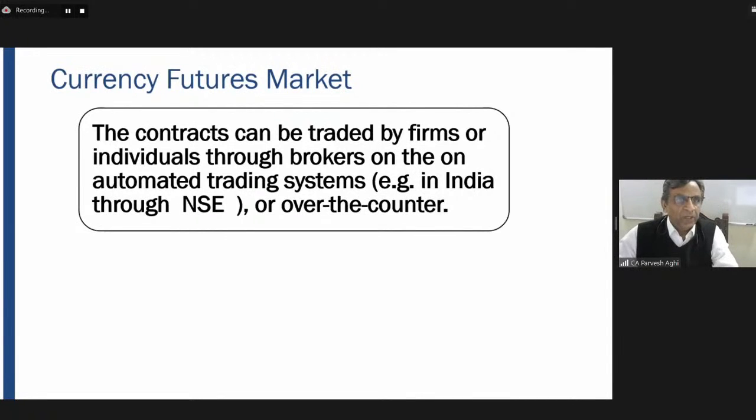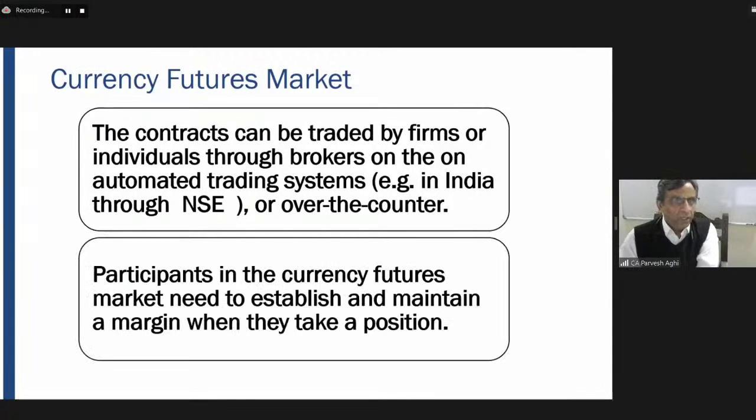The contracts can be traded by a firm or individual through brokers. So you have to use the help of a broker to go to the stock exchange. Okay, they are automatic trading systems. So you just have to log in, and you can either buy or sell currency through the platform, through the National Stock Exchange or the Bombay Stock Exchange, and it is always through the exchange mechanism. Participants in the currency futures need to establish and maintain a margin. We all know that.